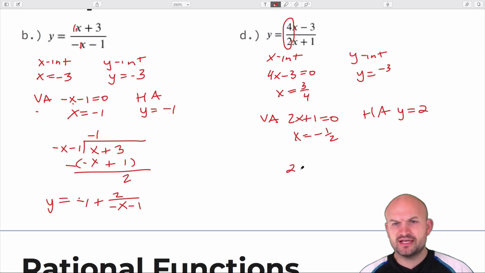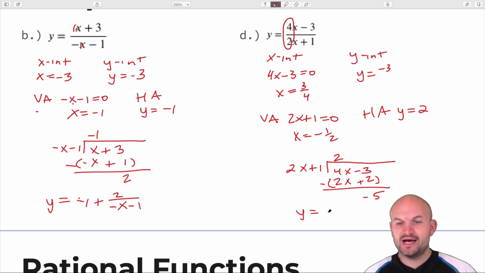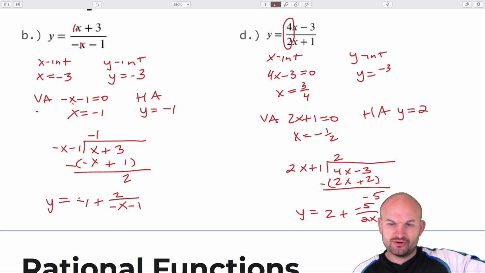Let's just go ahead and do the division again, just real quick, just to make sure that those asymptotes make sense based on the transformations of the reciprocal function. That goes into there 2 times, geez, not 2x times. And that's +2. -3 minus 2 is going to be -5. That's your remainder. So y equals my quotient plus my remainder over my divisor. And again, you can see the horizontal asymptote shifting up 2. My vertical asymptote is going to remain the same.